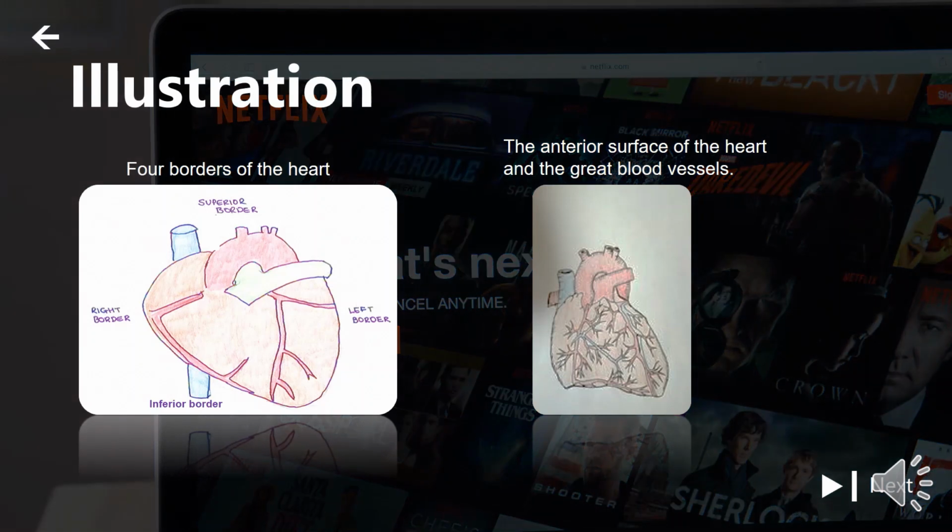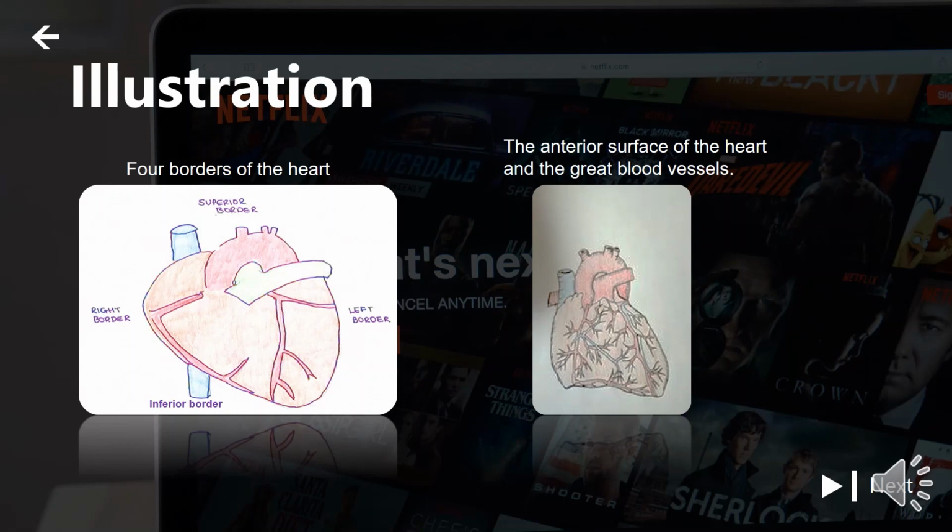Here is the illustration of borders of the heart. The four borders of the heart are the right border, inferior border, the left border, and lastly the superior border. So for the right border, it is slightly convex, formed by the right atrium and extending between the SVC and the IVC. Inferior border, it is nearly horizontal, formed mainly by the right ventricle and slightly by the left ventricle.